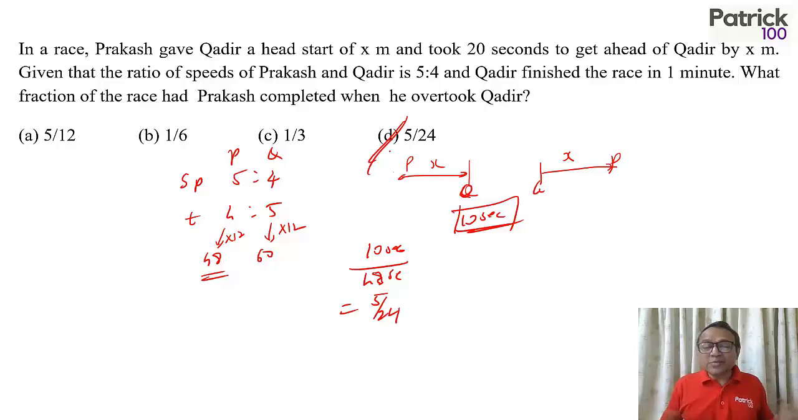So total race Prakash takes 48 seconds as we calculated here. That's the total race he takes. And from X meters behind to X meters forward, he takes 20 seconds. So to reach Kadir, that is X meters, he will take 10 seconds, half. So 10 upon 48, because 10 seconds is where he overtakes, you will get the answer.